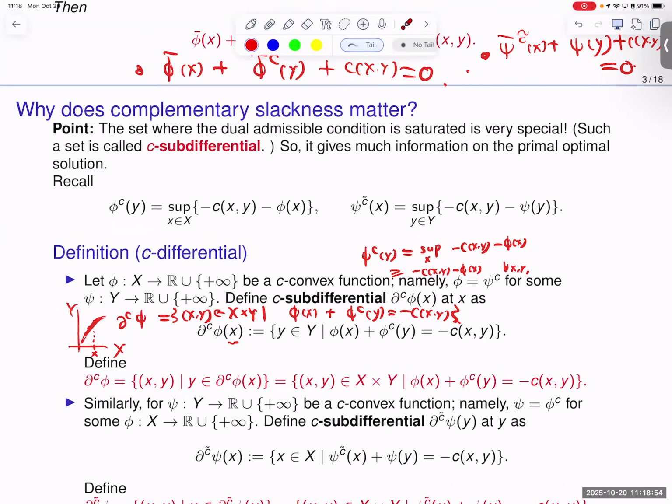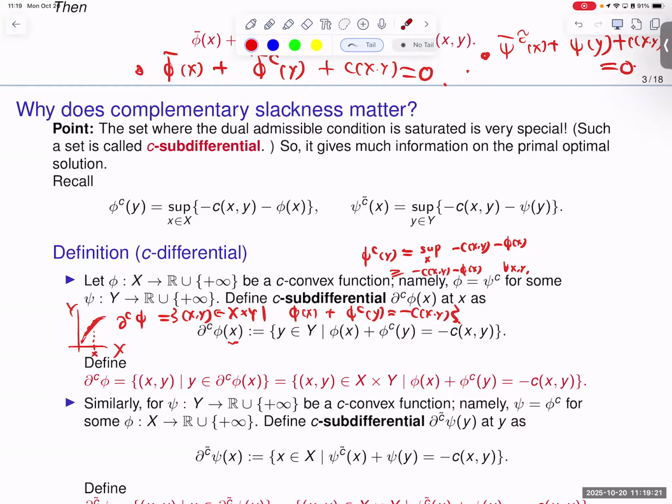Well, if phi is not C convex, then the C subdifferential can be an empty set or something like that. So we want to ensure non-emptiness of the set. Or more practically speaking, you will consider the C subdifferential only where phi is a C convex function in this context of optimal transport. But of course, you can consider this in a more general case.